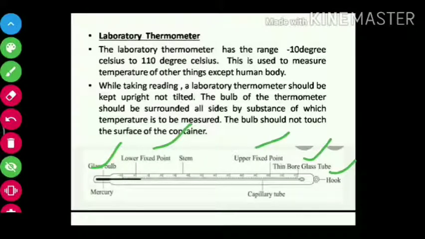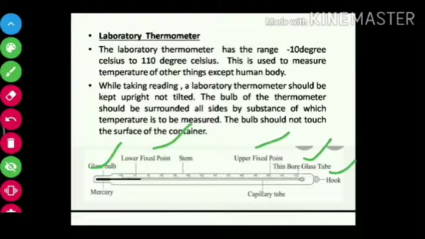Then inside the tube one capillary tube is there. Capillary tube means one small thin tube. In this tube the mercury will pass, and where you see the mercury, there you can find out the temperature.